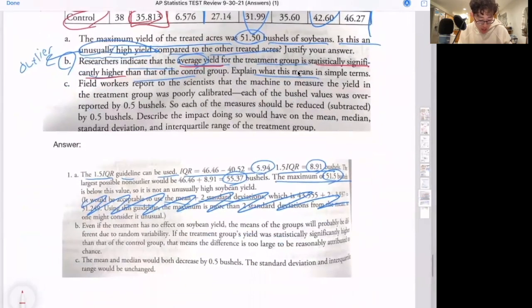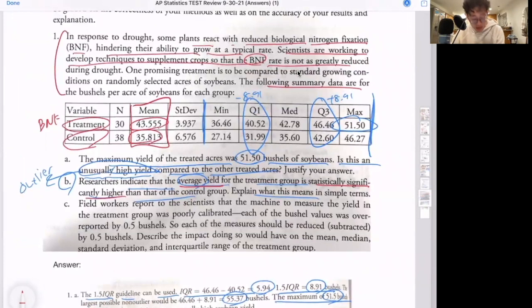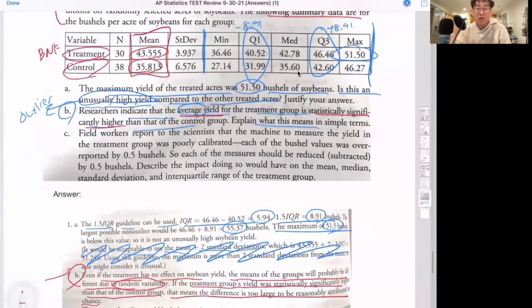So researchers indicate the average yield for the treatment group is statistically significantly higher than that of the control group. Even if the treatment has no effect on the soybean yield, the means of the groups will probably be different due to random variability. If the treatment group's yield was significantly higher than the control group, that means the difference is too large to be reasonably attributed to chance.